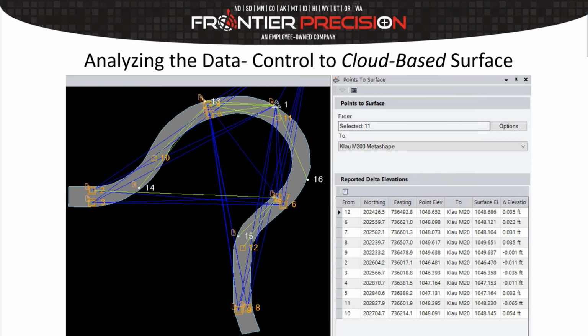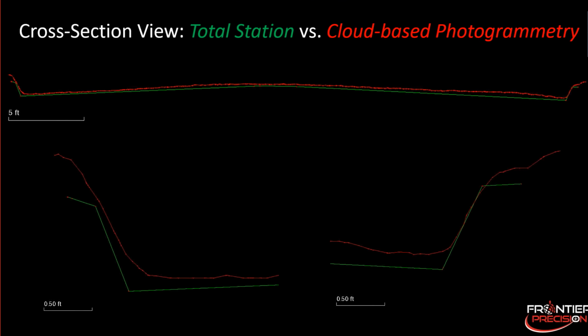Comparing that surface model from the cloud-based photogrammetry to our control, everything hit within 2 centimeters. We didn't have any outliers. Looking again at the cross section, you can see there's a lot less noise. It's a lot more consistent in terms of the noise in the data and the surface we have from our point cloud.